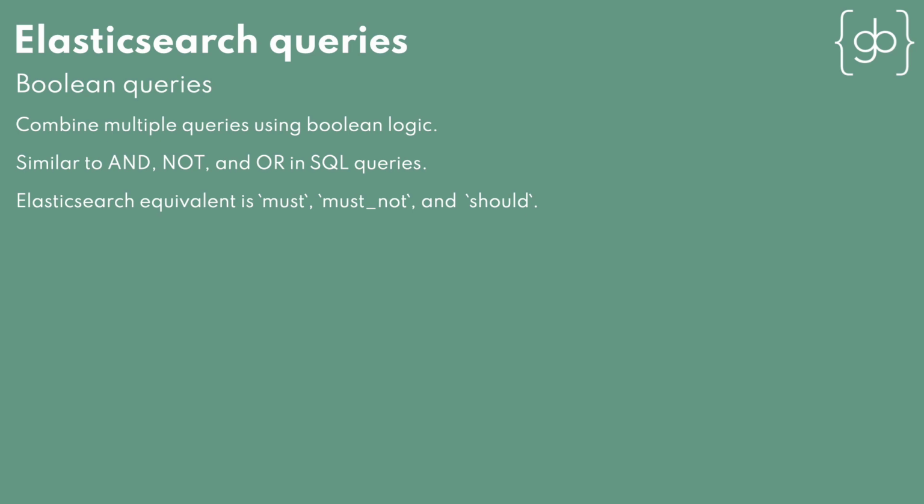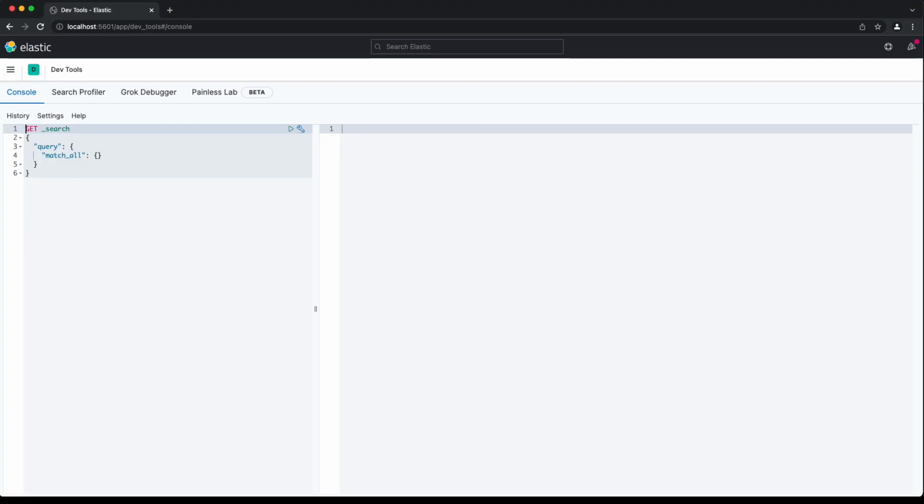We can use the Bool query to specify which queries must match a document, which queries must not match a document, and which queries should match a document. Let's work through how we can use a Bool query to search for documents that match two queries. We'll find all the documents in the Olympic Events Index where city is equal to London and sports is athletics.